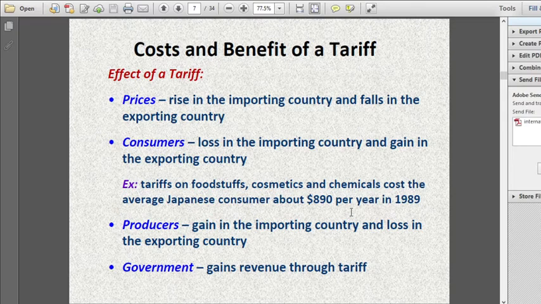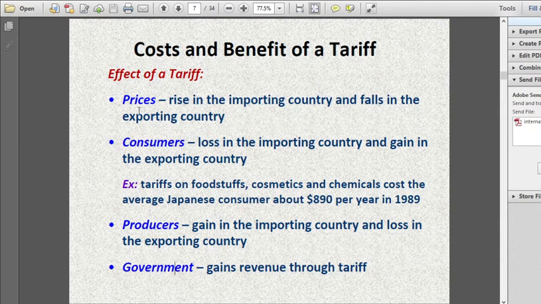Pag equilibrium lang siya. Pag sinabi natin equilibrium, it is the state of equal free trade among countries, no? This is the process where demand is equal to supply. Next, cost and benefit of tariff. Prices, consumer, products, and government.